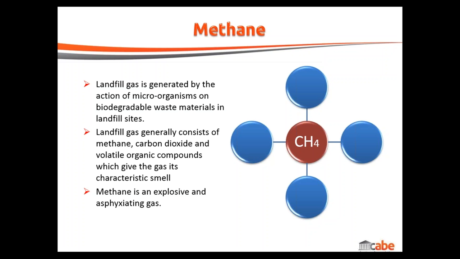So there will always be a level of methane within the atmosphere. The landfill gas that we get from landfill sites tends to be a combination of gases, which are primarily methane and carbon dioxide, but there will be a lot of volatile organic compounds within that as well. And it's that combination that gives methane gas its characteristic smell. So there is a smell with methane if it's contaminated in combination with everything else.